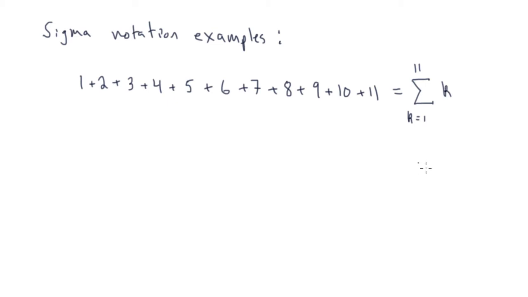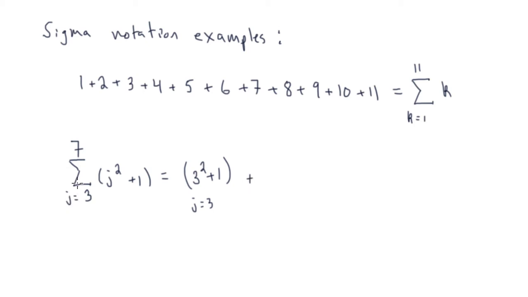Now also, we don't have to start at 1. So for instance, if I have the sum from j equals 3 to 7 of j squared plus 1, what does this mean? Well, all I'm going to do is take whatever the lower limit is for j, which is 3, and plug that in. So this should be 3 squared plus 1. This is the j equals 3 term.